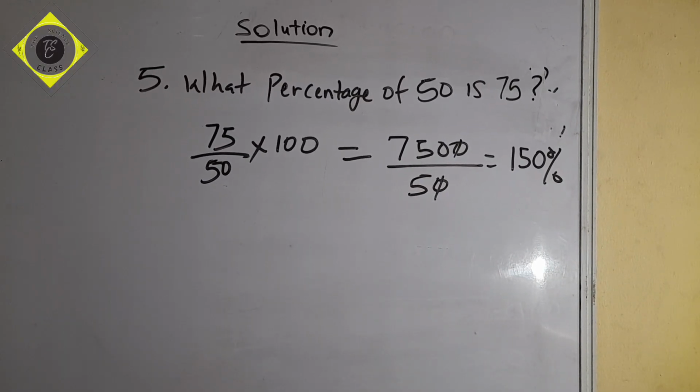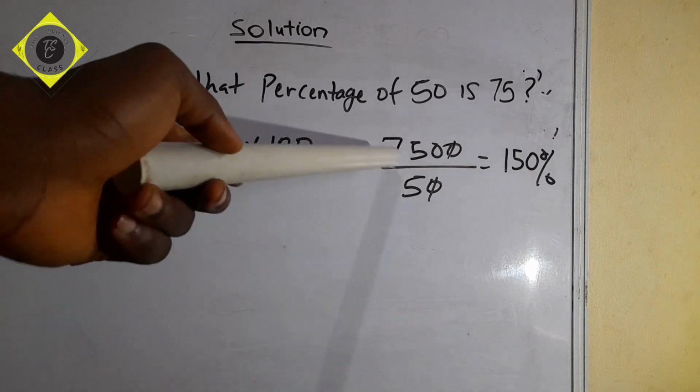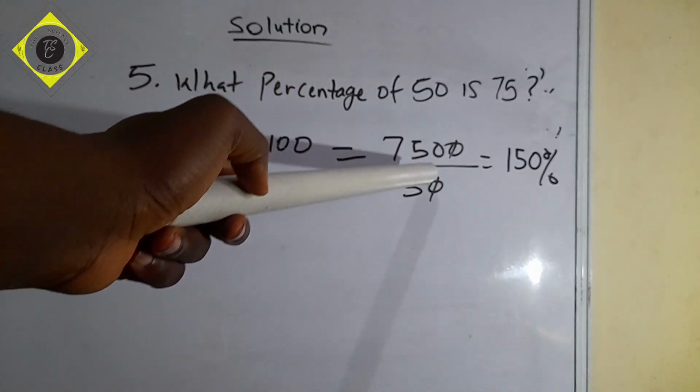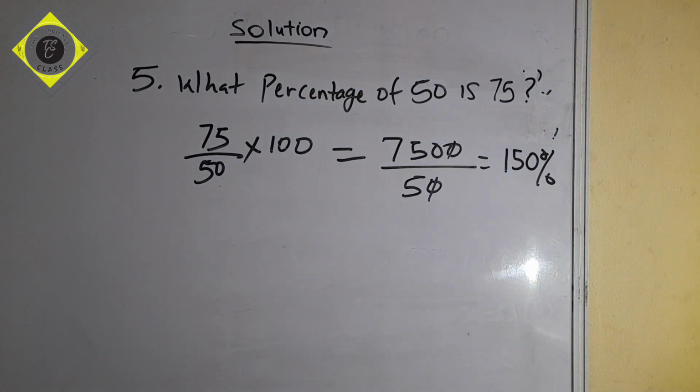What percentage of 50 is 75? In this case, 75 over 50 times 100. This just gives us 7,500 divided by 50, and you get 150%. So it's not compulsory that the number above here must be smaller than the one below. You can have a bigger number above over a smaller number beneath.